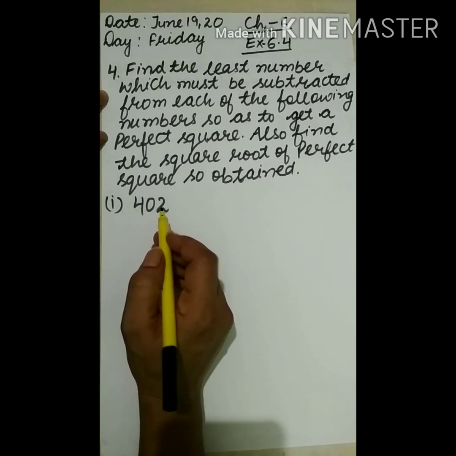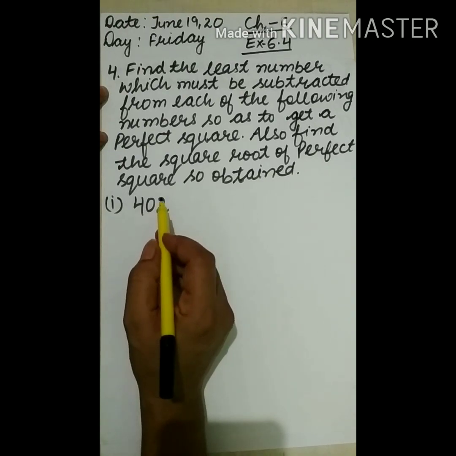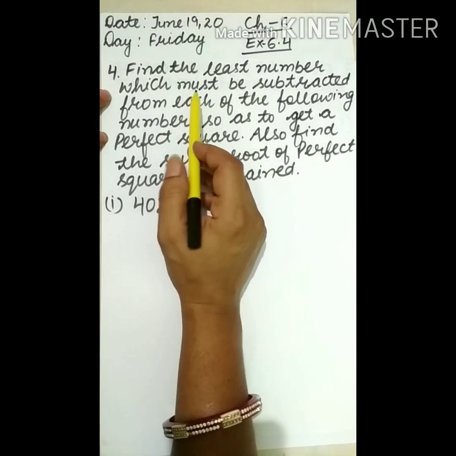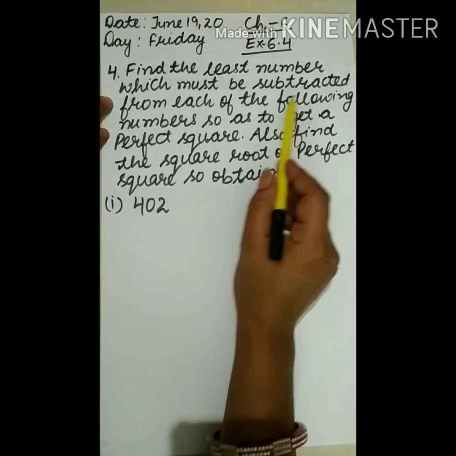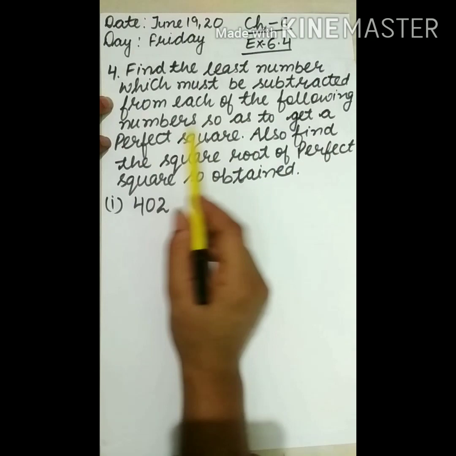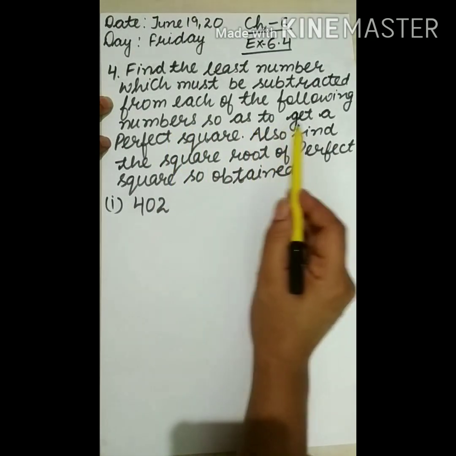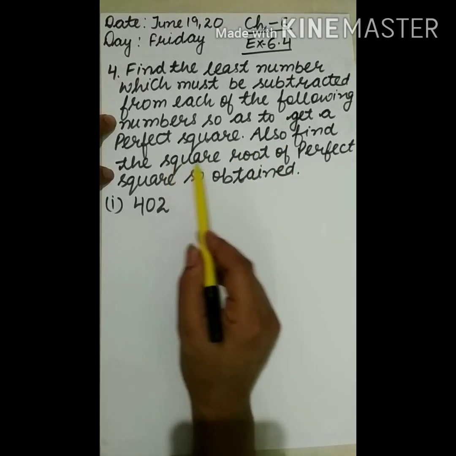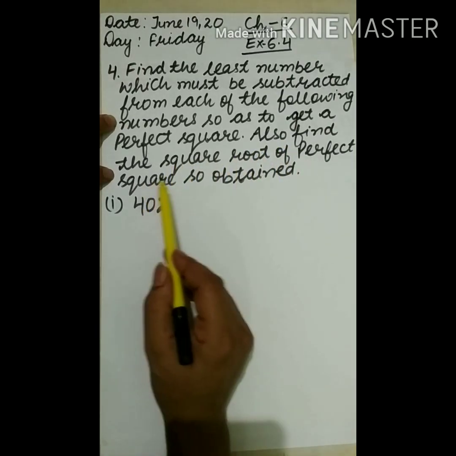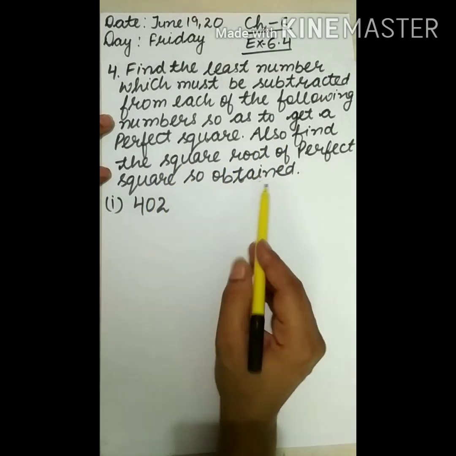Students, today we are going to continue with chapter number 6, exercise 6.4. Question number 4 is: find the least number which must be subtracted from each of the following numbers so as to get a perfect square. Also find the square root of the perfect square so obtained.